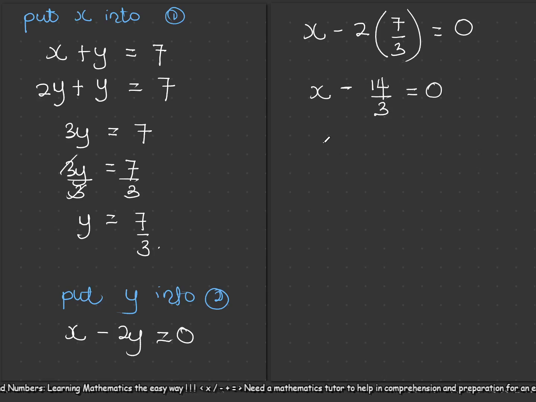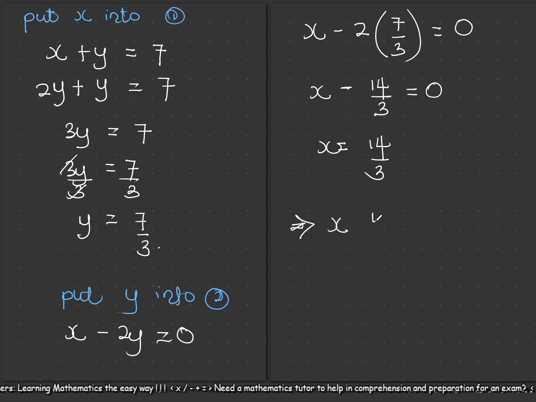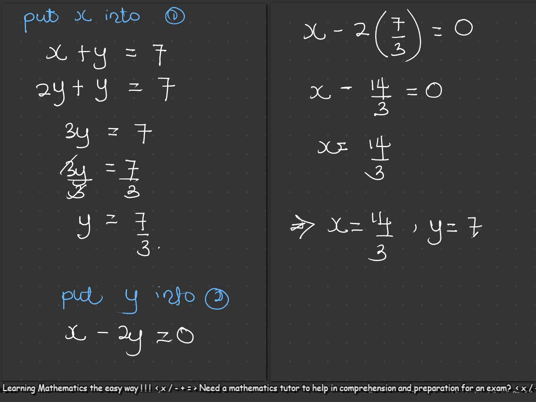Making x the subject, you have x being equal to this, move to the other side to become a positive 14 over 3. You see? So this simply implies that our x is 14 over 3, and then your y is equal to what? 7 over 3. As simple as that. This is how we solve systems of equations using the substitution method.